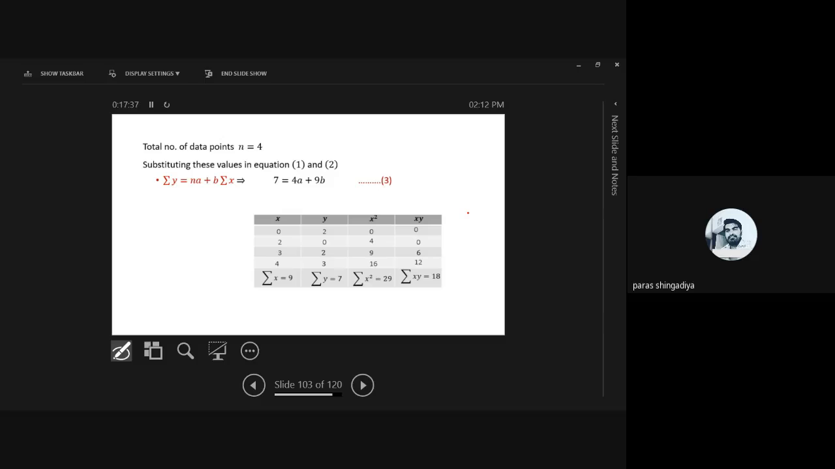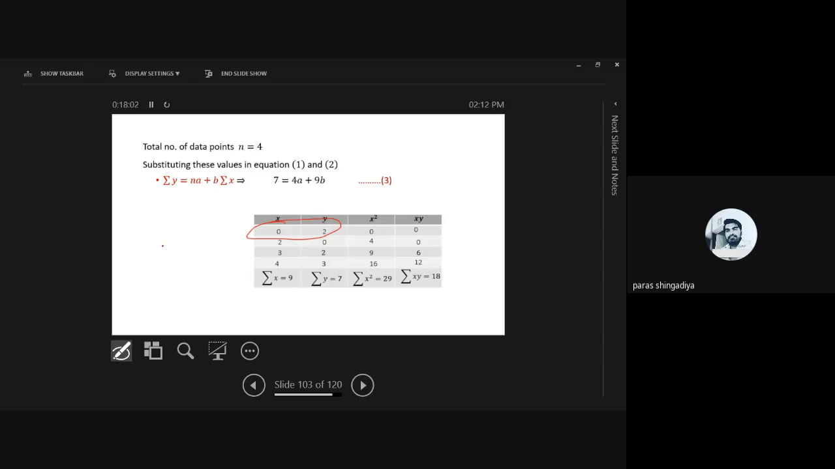The first pair, what is it? That is 0, 2. That is the first pair, first data point. Then second is 2, 0. That is the second data point. Then 3 comma 2, that is the third one, and 4 comma 3 is the fourth one. So n is equal to 4 there. Okay, that is the value of n. We will consider it by counting the number of data. Clear? And then the first formula is there, sigma y is equal to na plus b sigma x.